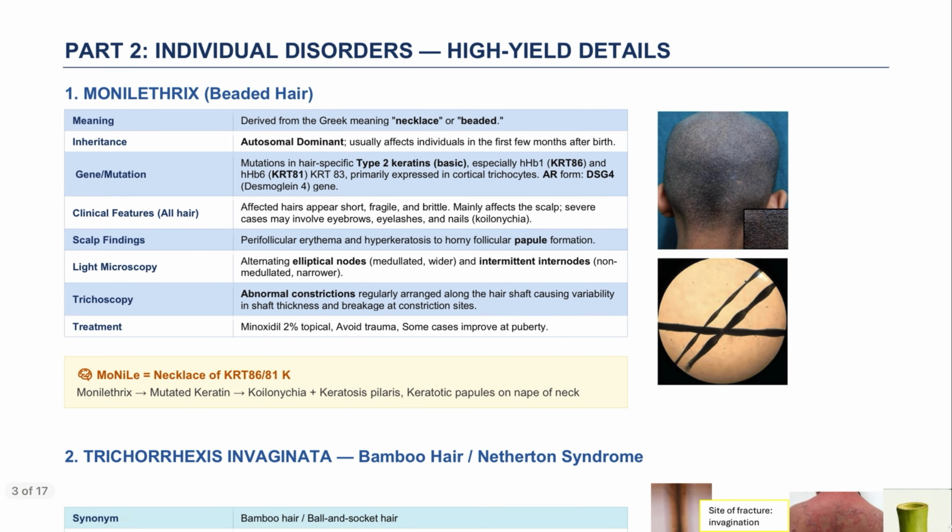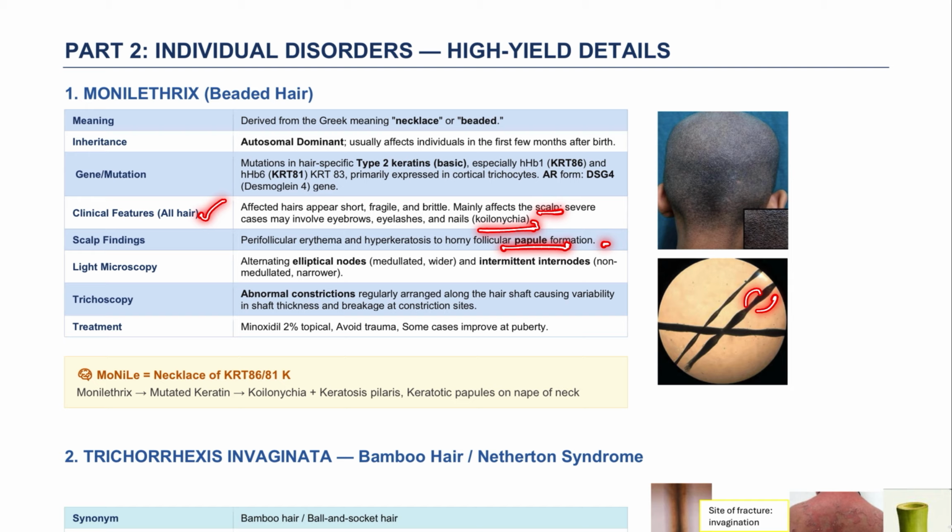Moving on to the individual disorders, monilethrix means necklace or beaded, and we have to remember the word necklace, KRT. So it has keratotic papules over the scalp. It also has those papules over the nape of neck. It has koilonychia and it affects all the hairs.